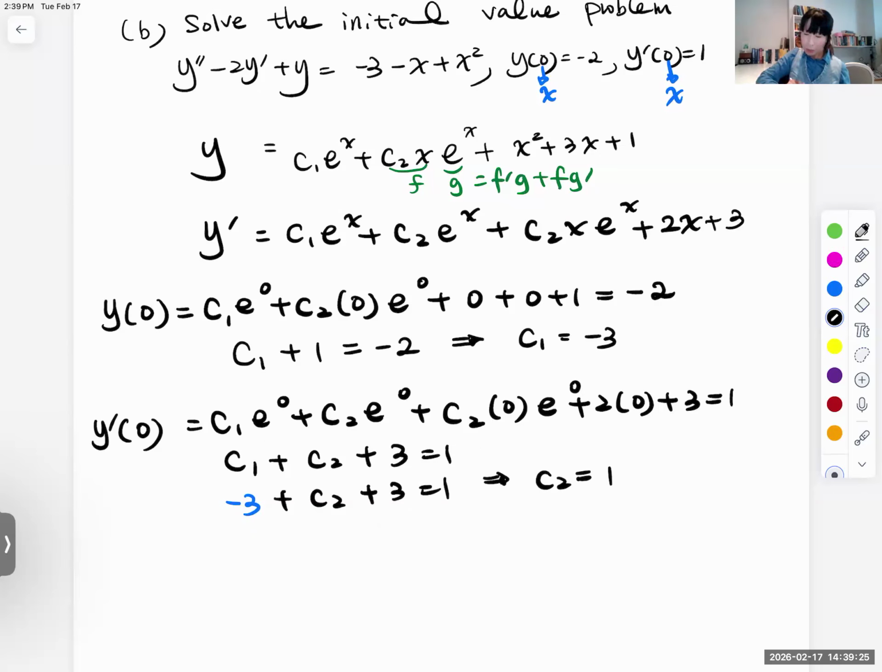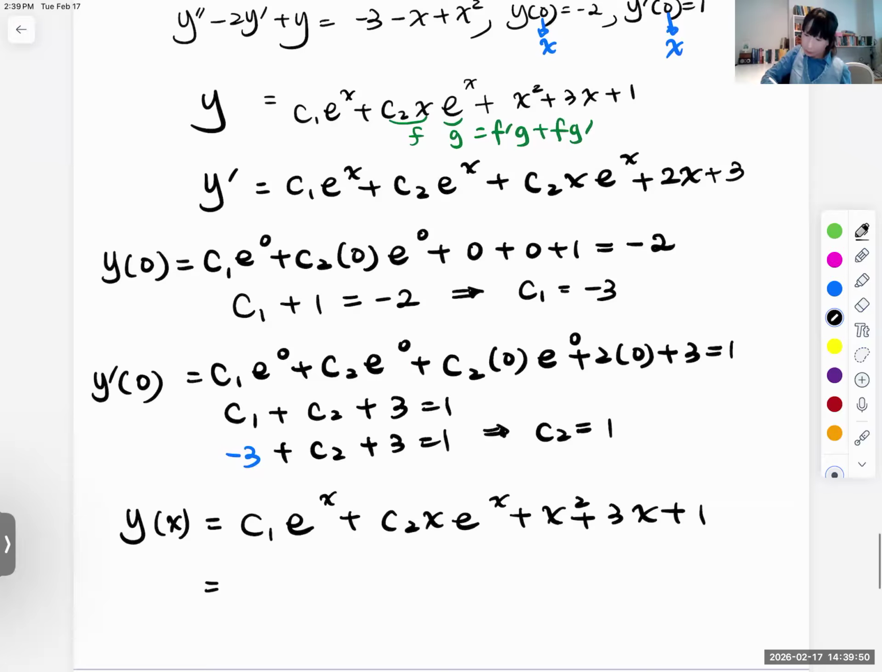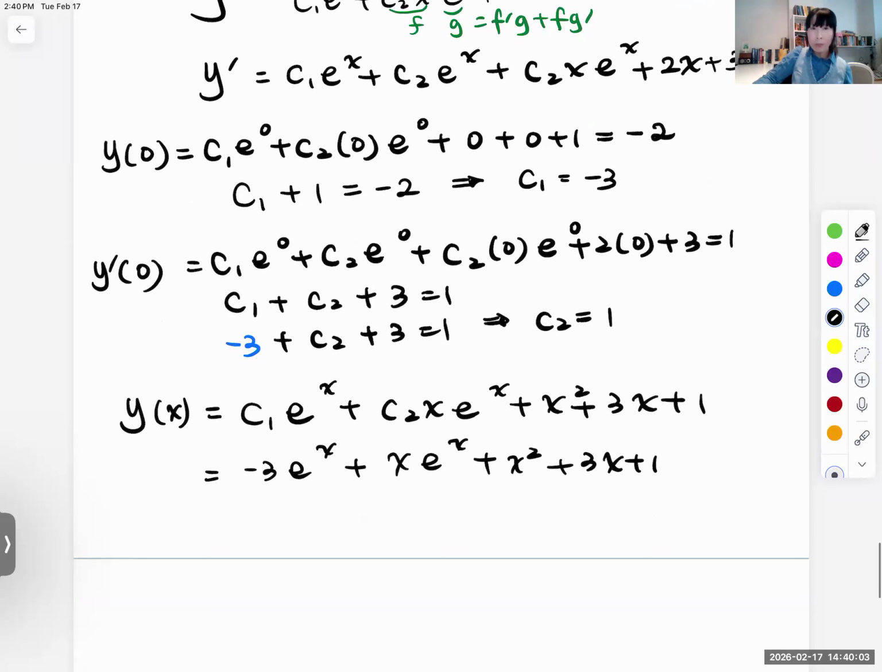Okay, now we have the general solution, yeah? So y of x equal to c sub 1 e to the x power plus c sub 2 x e to the x plus x squared plus 3x plus 1. And c sub 1 we have -3, right? So -3 e to the x power plus c sub 2, which is 1, so x e to the x plus x squared plus 3x plus 1. Yeah. Okay.